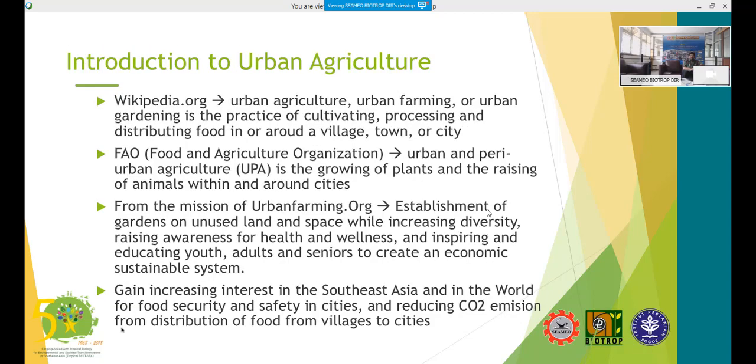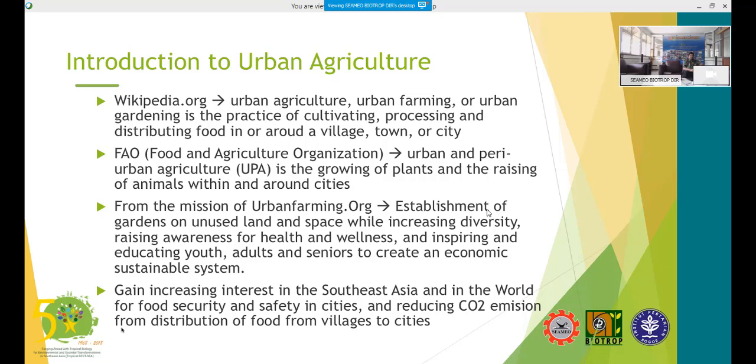So the definition of urban agriculture, there are many sources that we can read to learn what urban agriculture is. From wikipedia.org, urban agriculture, urban farming, or urban gardening is the practice of cultivating, processing, and distributing food in or around a village, town, or city. And according to FAO, the Food and Agriculture Organization, urban and peri-urban agriculture, or UPA, is the growing of plants and the raising of animals within and around cities.